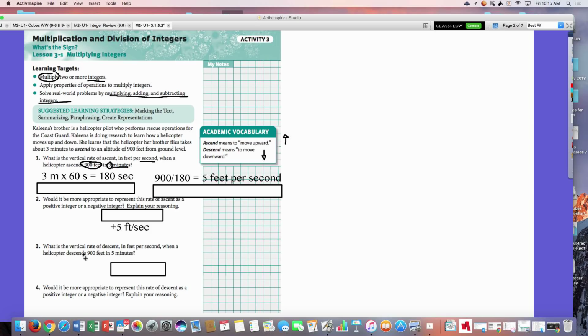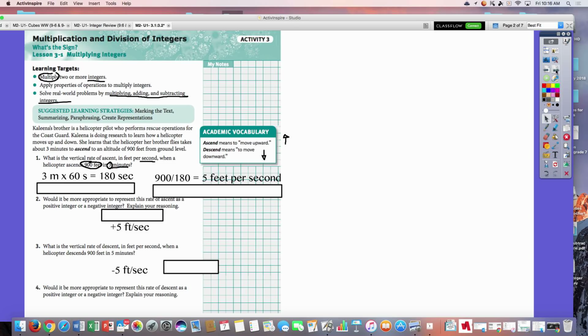What would be the vertical rate of descent? We know descent means go down. How about negative 5 feet per second? Would it be more appropriate to represent this rate of descent as a positive integer or a negative integer? Well, that would be negative, right? Descent means going down. Negative integers go down. So that's why I would use that for that.